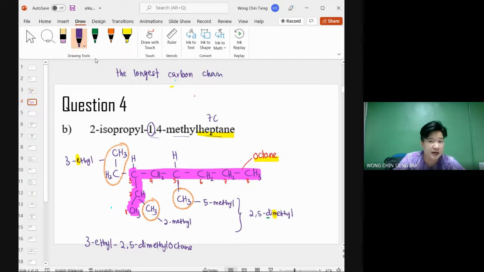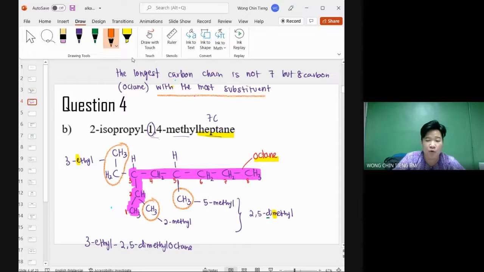Parent chain pun saya terima, carbon chain pun saya terima. Alright, longest parent chain boleh, longest carbon chain boleh. It's not 7, but 8 carbon. So what I will normally do, I will normally put down the parent name, octane, with the most substituent. Alright, bila masa kita kena ada with the most substituent ayat ni, when do we need this? When you know in your question, you have 2 longest carbon chain. Okay, so when you have 2 longest carbon chain, why do you choose this one? Because you have most substituent. Nampak?